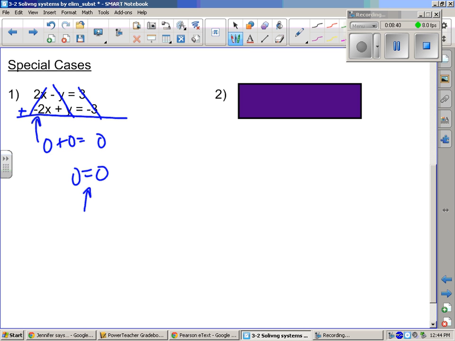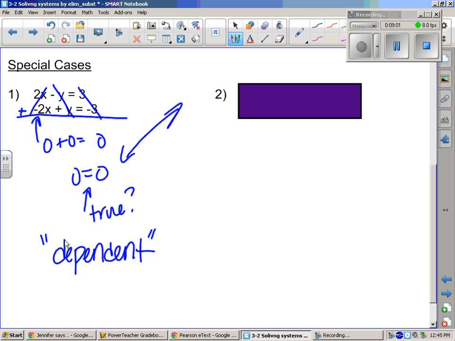So what you need to ask yourself is, is this true? Is 0 equal to 0? Always. Okay. That means that we have infinitely many solutions. That means we have exactly the same line. And remember, the word we used to say that was dependent system. I will accept infinitely many solutions. It means we have exactly the same line. If we were to graph it, it touches infinitely many times.